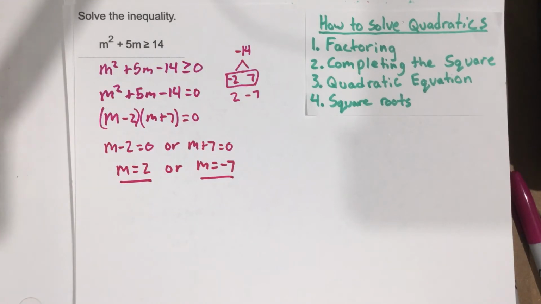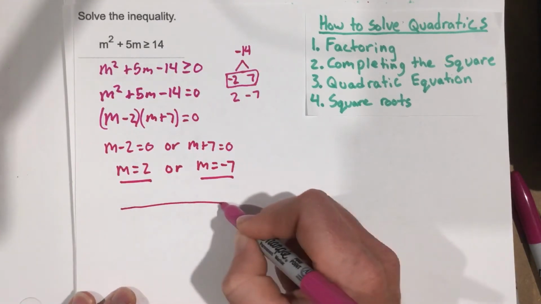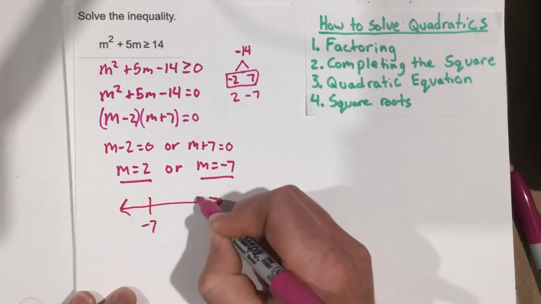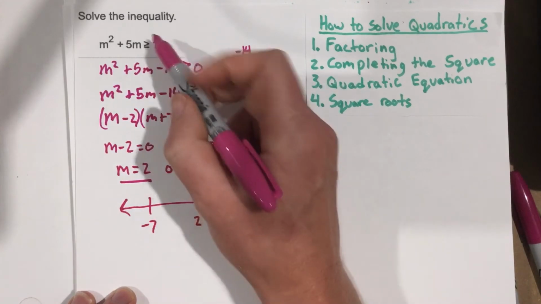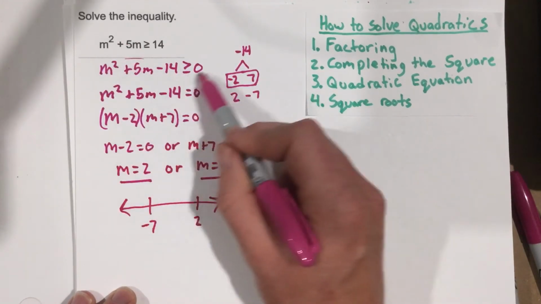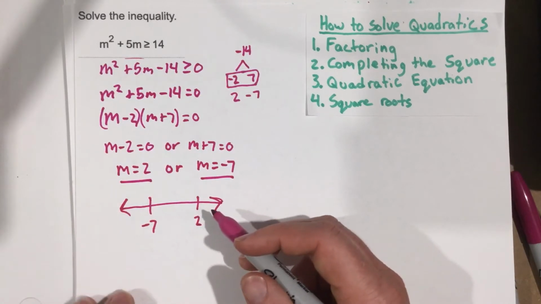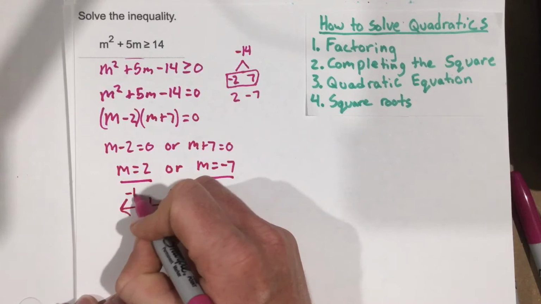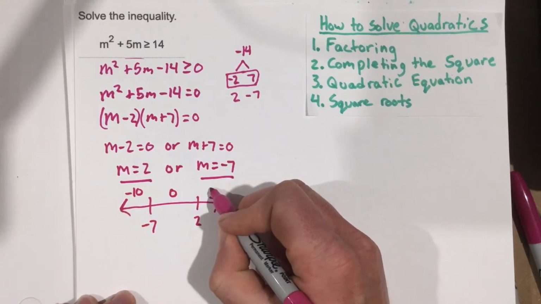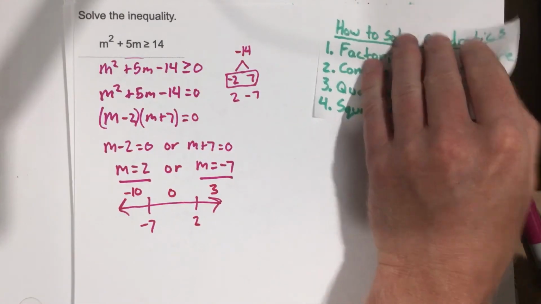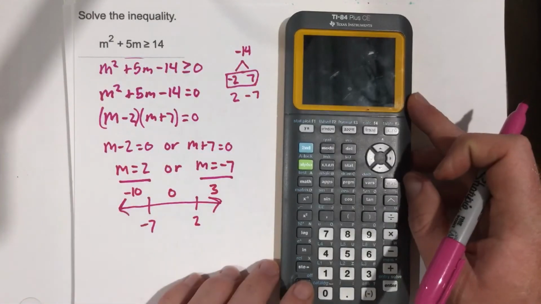The last step I need to do is draw a number line, mark negative 7 and 2, and then test this inequality. This is the one right below this one up here. I'm going to test this inequality to see if it works. So I'm going to pick 0 that's in between there, I'm going to pick negative 10, and I'm going to pick 3 because it's to the right of 2. And now I'm going to use my calculator to do a lot of this work.